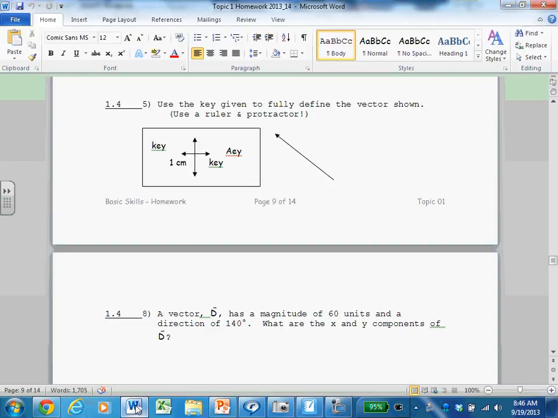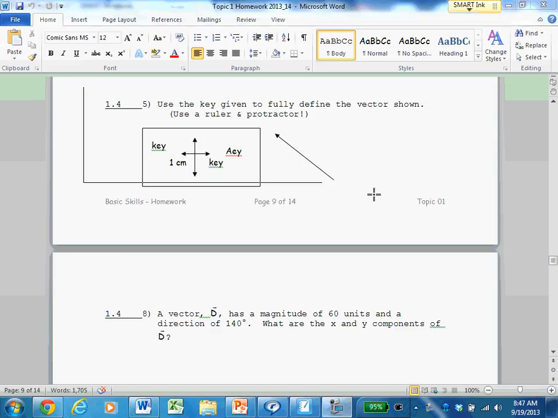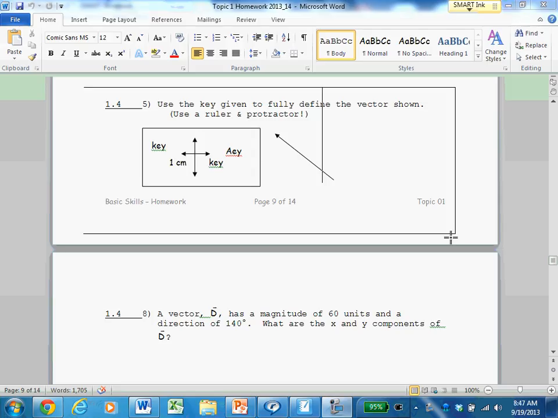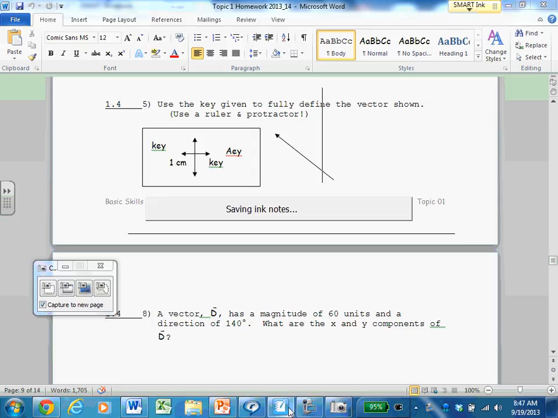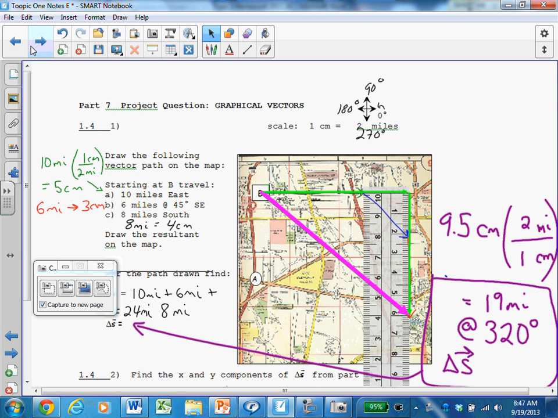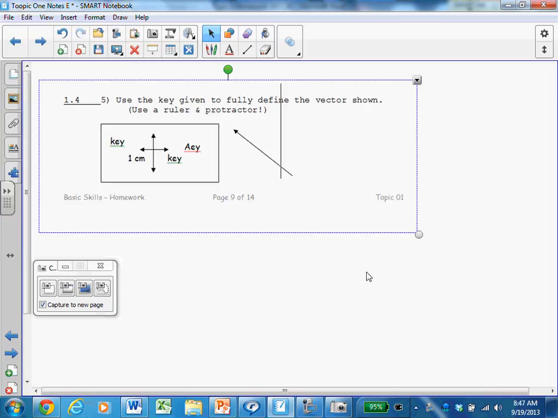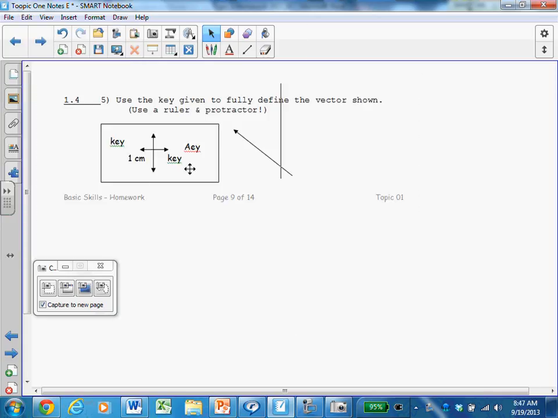Okay, pay attention. If you look here, it says use this key to fully define this vector. This is on page 9 of 14. And the key says "AE key." Obviously something got messed up, right? That doesn't make any sense.